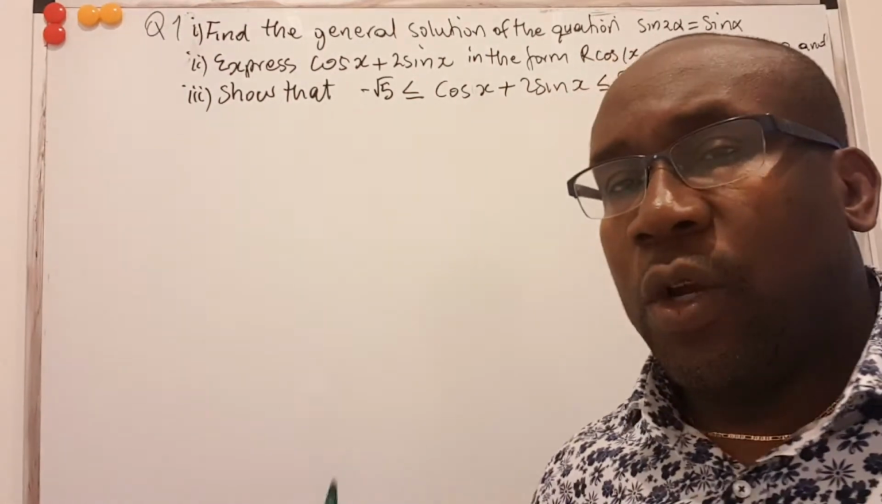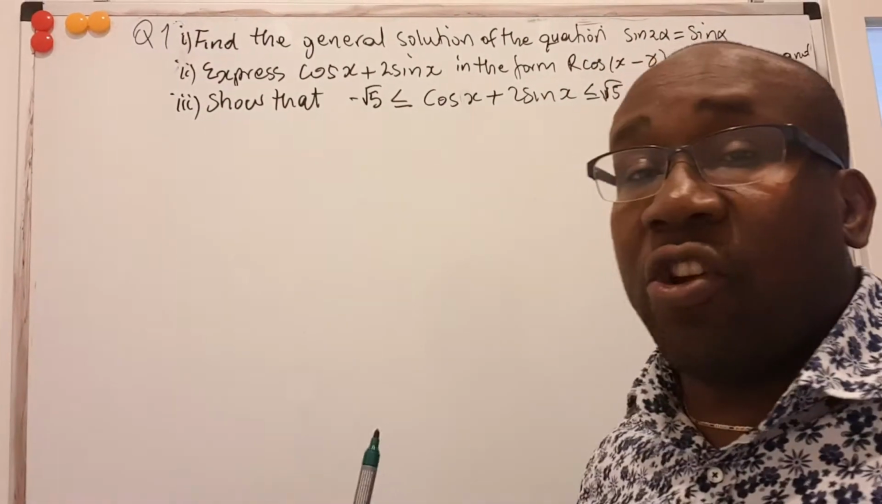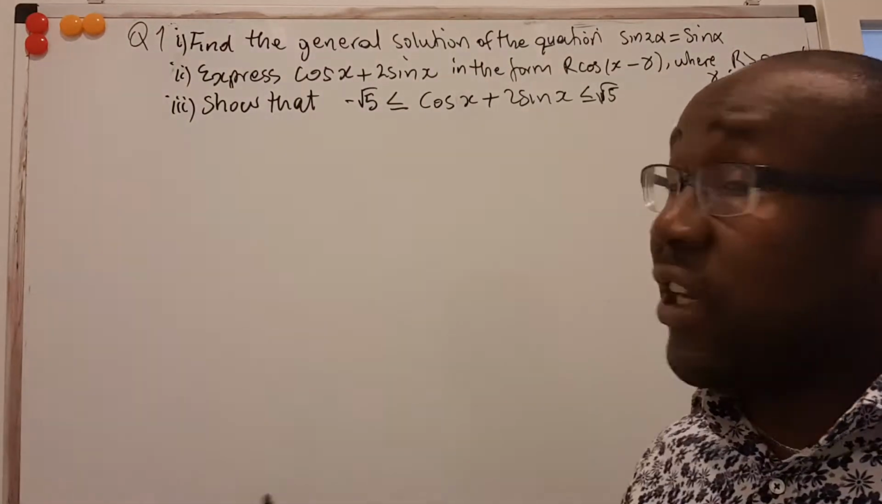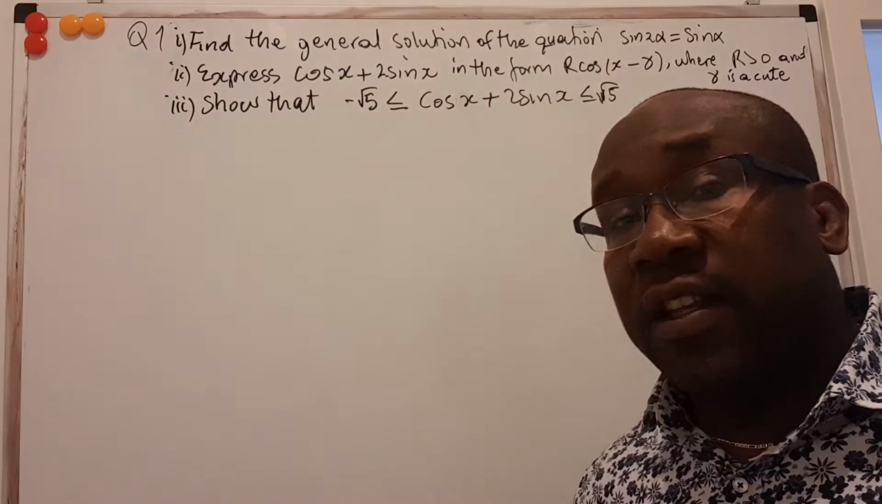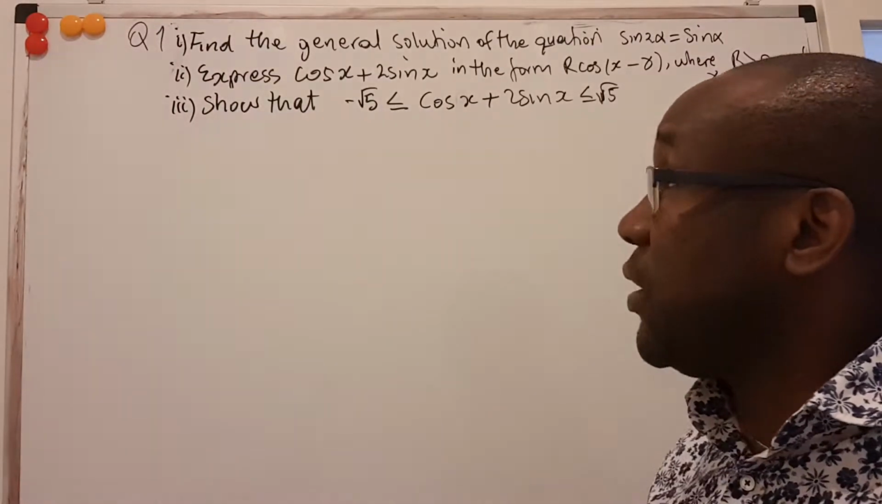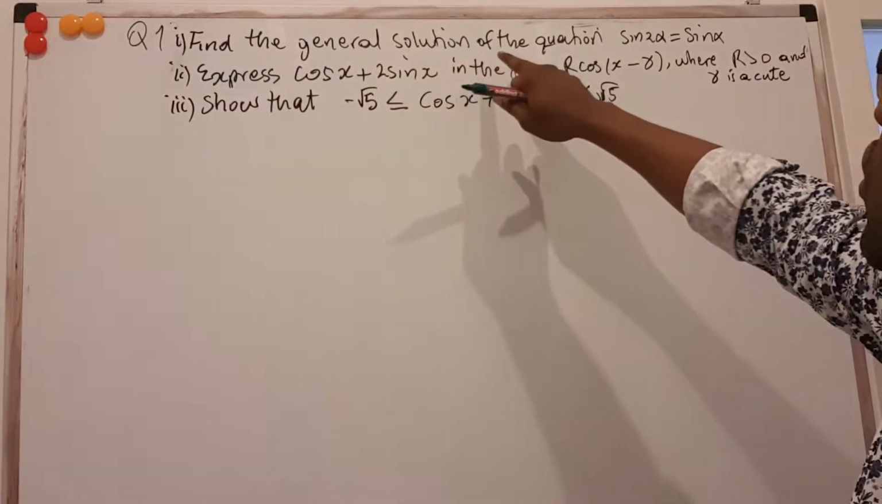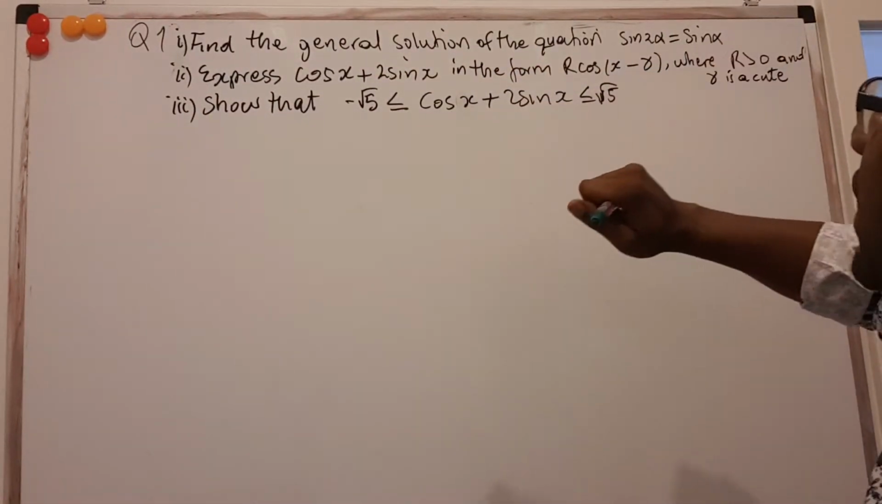I'm Dr. Anamandem. We are going to look at an advanced level question on trigonometry and solutions of equations, and also to be able to look at the range of values which satisfy a certain relationship between trigonometric functions. So the first question says, find the general solution of the equation sine 2 alpha is equal to sine alpha.